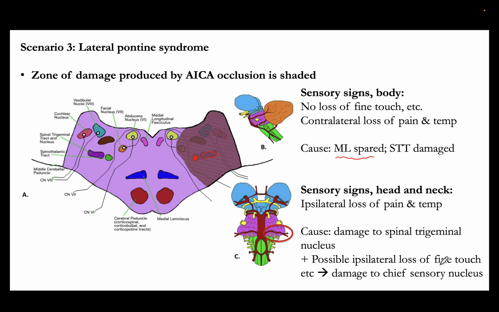So remember, we have these two sensory nuclei. The spinal trigeminal nucleus is present almost throughout the brainstem. The chief sensory nucleus only in the pons.